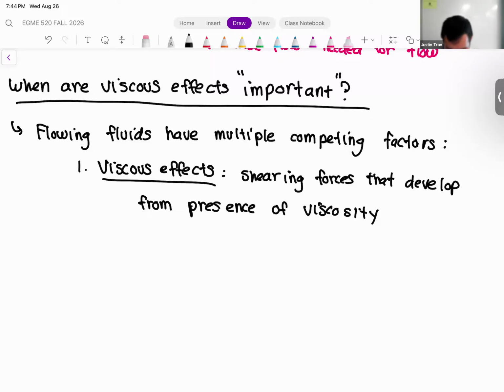All right, so that's one of the competing effects. The other one, and these are not the only factors, but these are ones that are in direct competition with each other. The other category of effects that can occur in a fluid are what I call inertial effects.